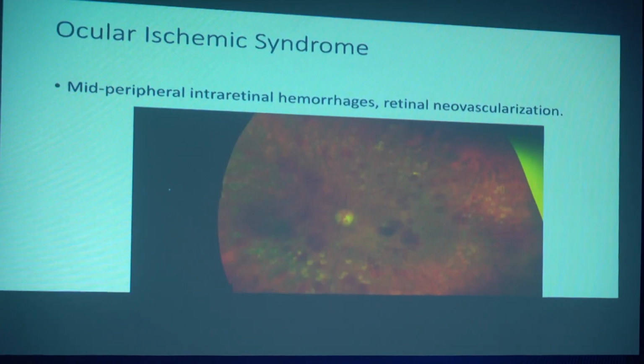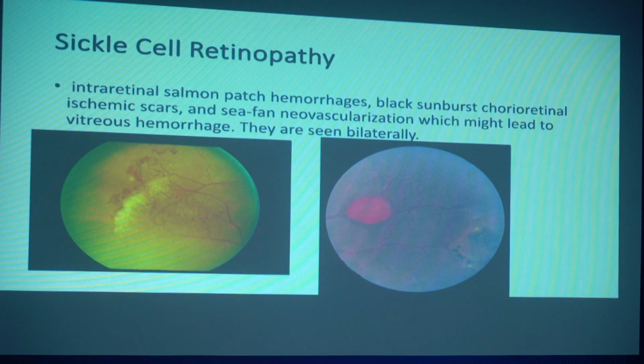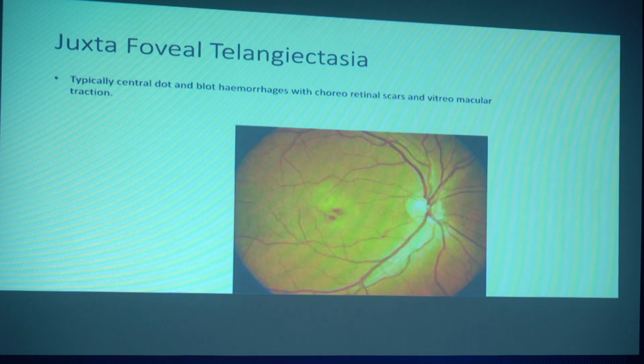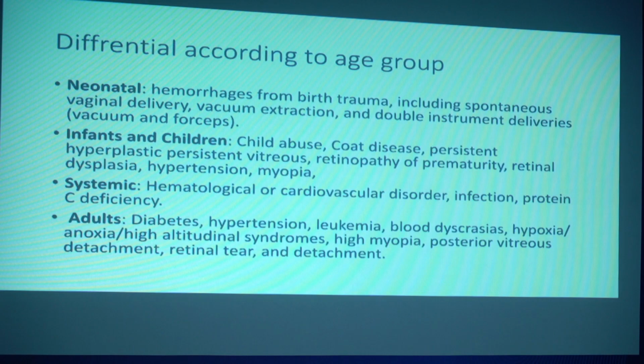In ocular ischemic syndrome, mid-peripheral intraretinal hemorrhages are seen. Retinal neovascularization can also be seen in this. In sickle cell retinopathy, intraretinal salmon patch hemorrhages are there, black sunburst and chorioretinal ischemic scars can be seen, and CNV neovascularization, which might lead to vitreous hemorrhage, and these are seen bilaterally. In juxtafoveal telangiectasia, typically central dot and blot hemorrhages with chorioretinal scars and vitreomacular traction can be seen. So these are the basic things.